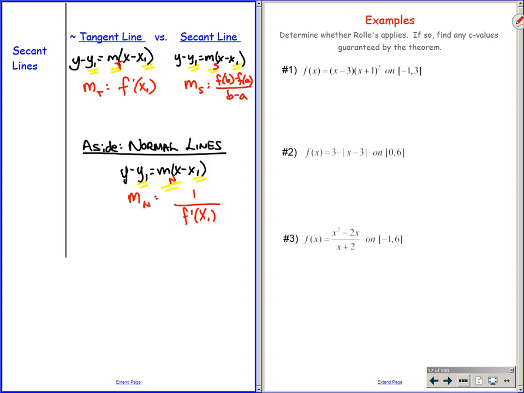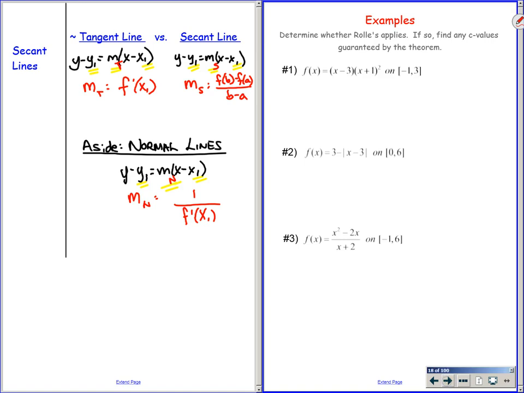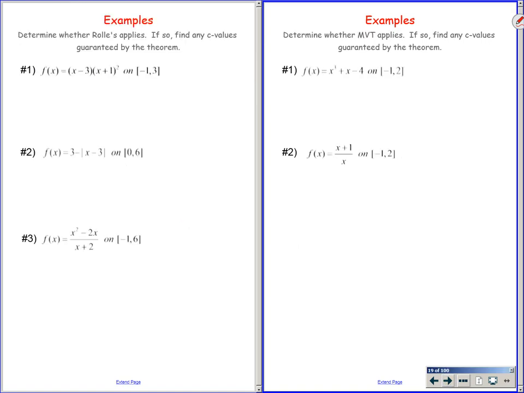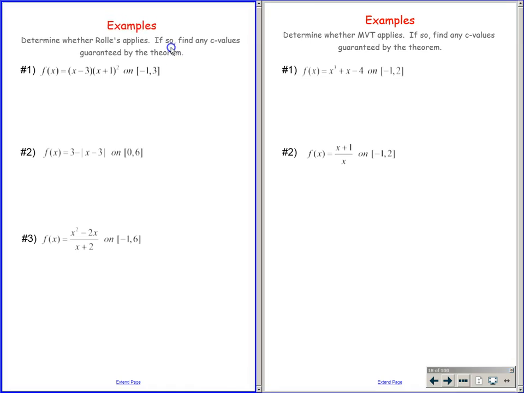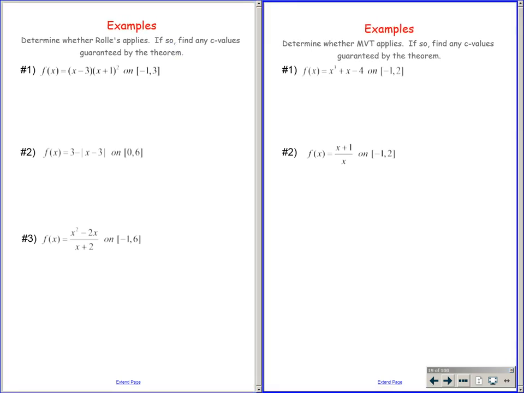Okay, so now it's time for us to play with Rolle's and MVT. Oh boy. You guys notice, homework is going to be asking sometimes, does Rolle's apply? And you're like, Rolle's? Who's that guy? Oh, it's MVT, where f prime of c equals the average rate of change. Please don't do it.